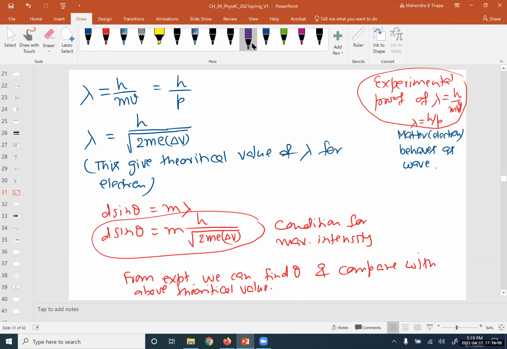So by doing this experiment, the angle predicted by theory is consistent with the experimental value.